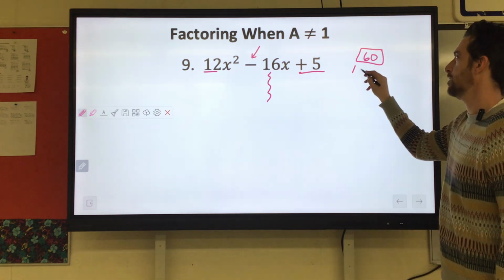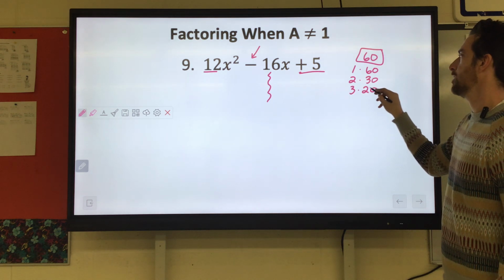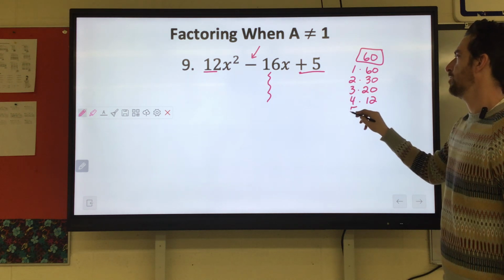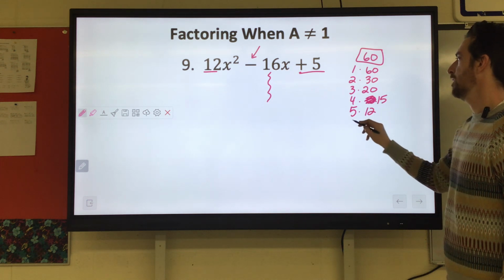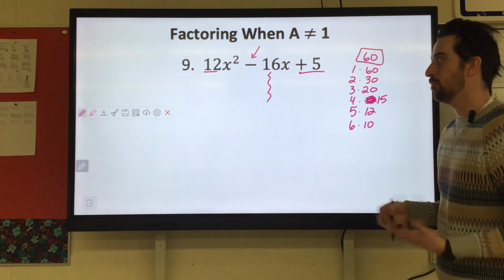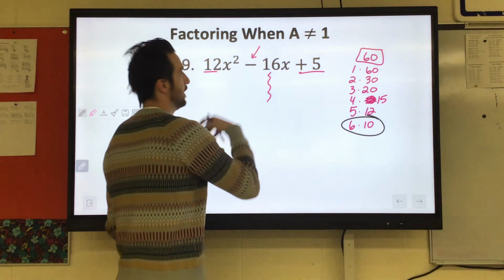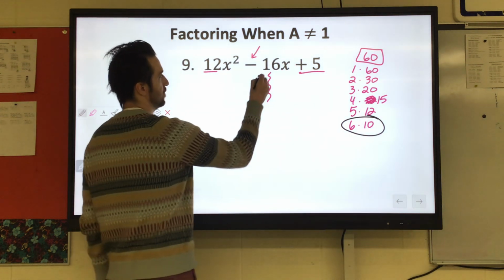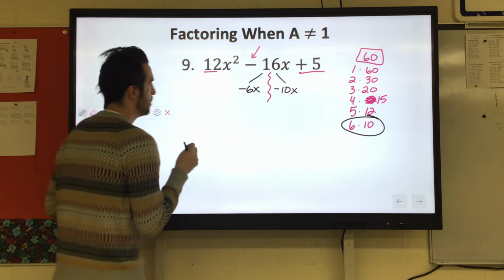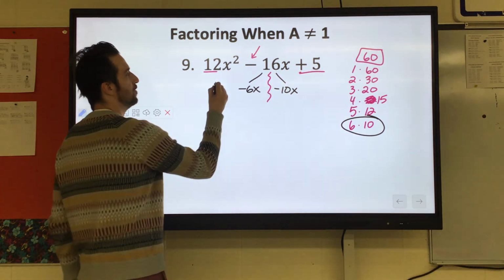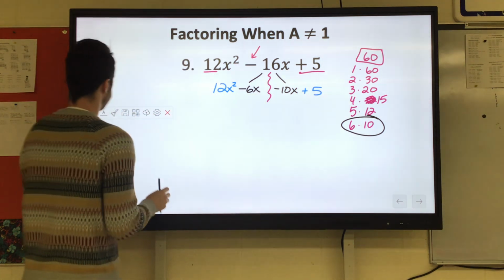So 60 could be 1 times 60, 2 times 30, 3 times 20, 4 times 15, 5 times 12, or 6 times 10. We need the set that adds up to 16. That would be 6 and 10. And we know on this problem they would have to both be minus. Minus 6x minus 10x. If you want, you could write the minus 10x first, and it's all going to be fine. 12x squared, we'll bring that down. We'll bring down the plus 5.